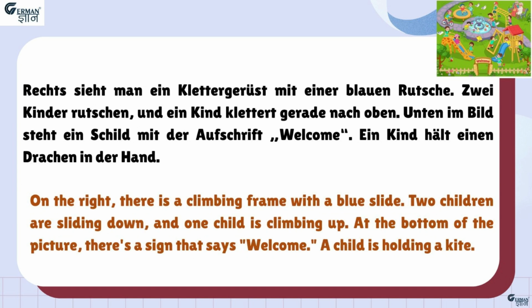Rechts sieht man ein Klettergerüst mit einer blauen Rutsche. Zwei Kinder rutschen und eins klettert gerade nach oben, means on the right there is a climbing frame with a blue slide. Two children are sliding down and one child is climbing up. Unten im Bild steht ein Schild mit der Aufschrift Welcome. Ein Kind hält einen Drachen in der Hand, means at the bottom of the picture there is a sign that says welcome. A child is holding a kite.